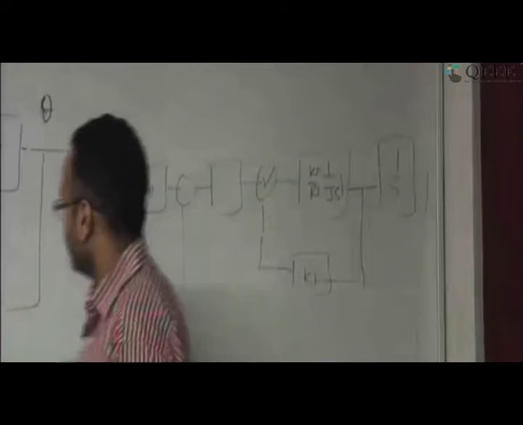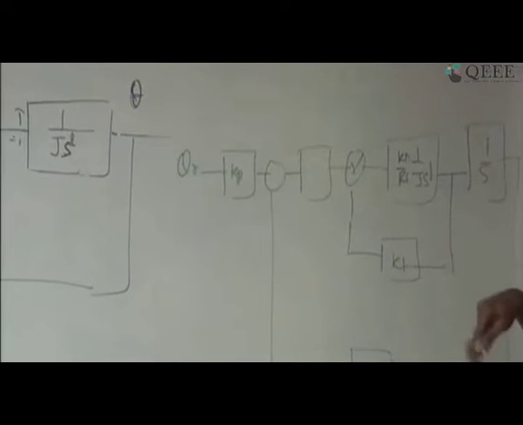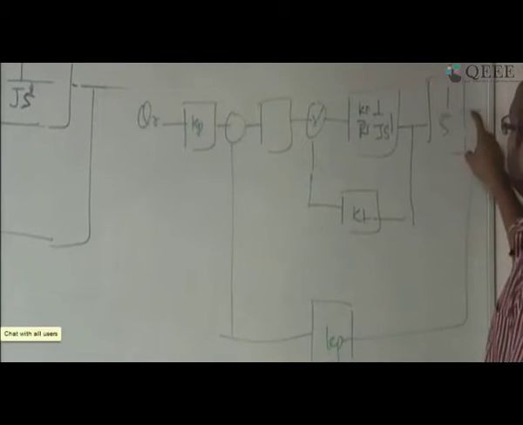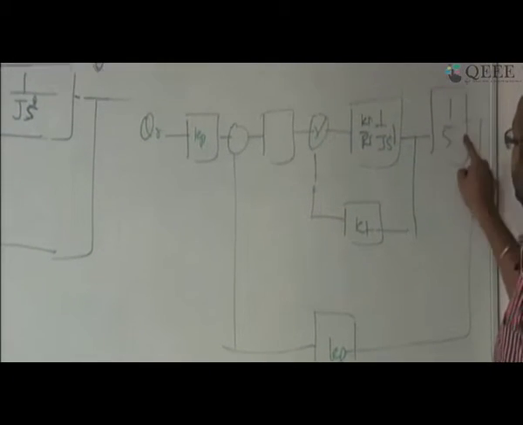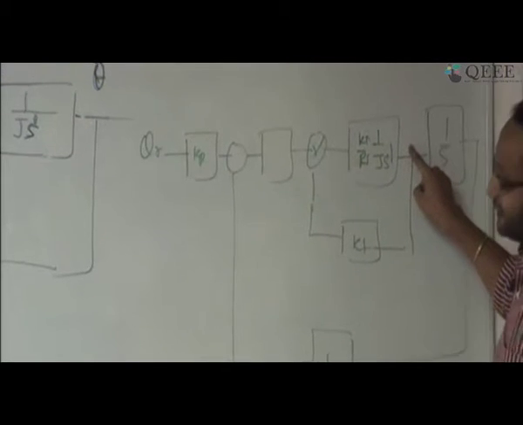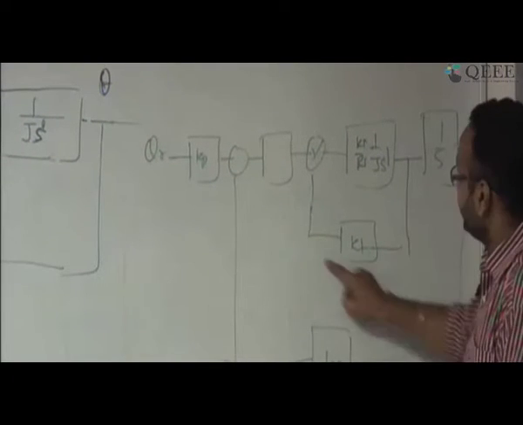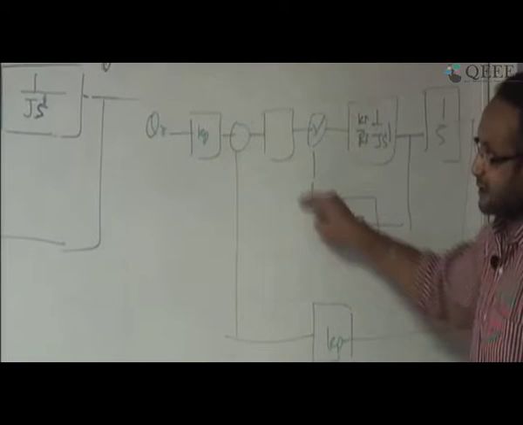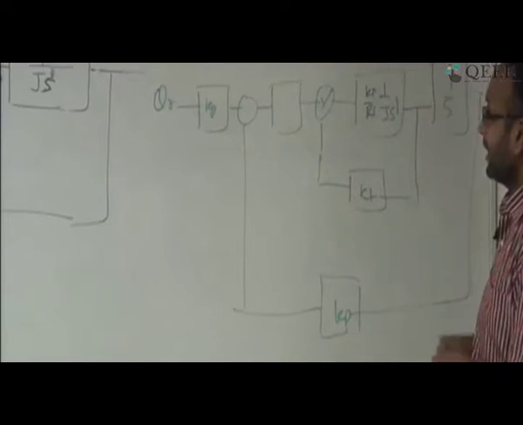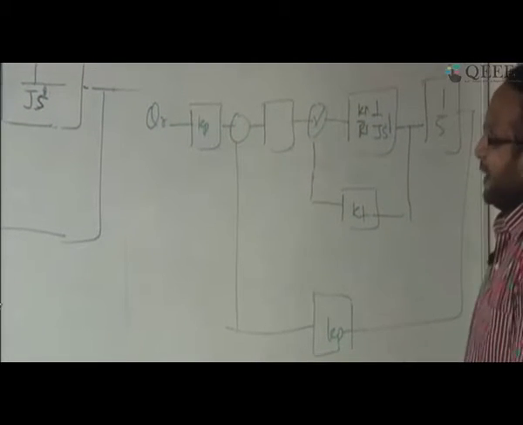What we are doing is, I wanted to take a derivative of the term. Now I know 1 by Js square, so I divided it into two terms, 1 by Js and 1 by S. Since this is an integral term, here I am doing an integration, which means I am getting the actual derivative of the output that I am feeding here. This is the crux of this part.